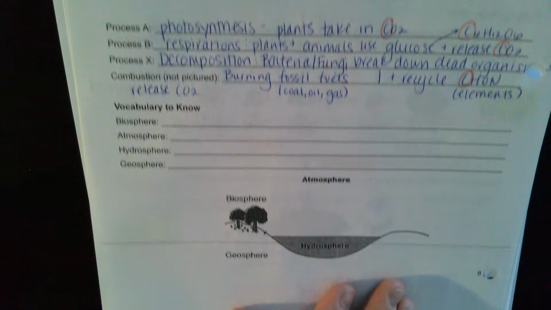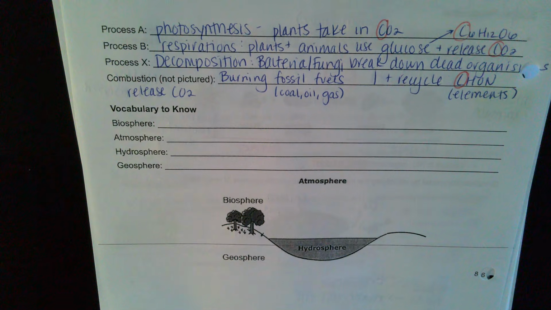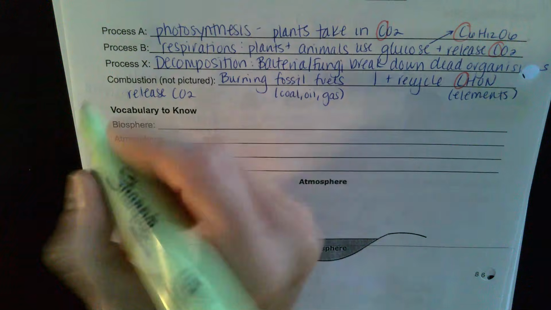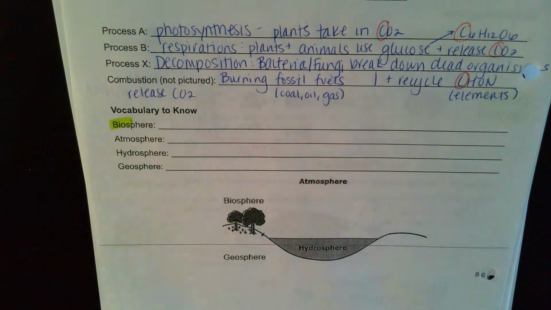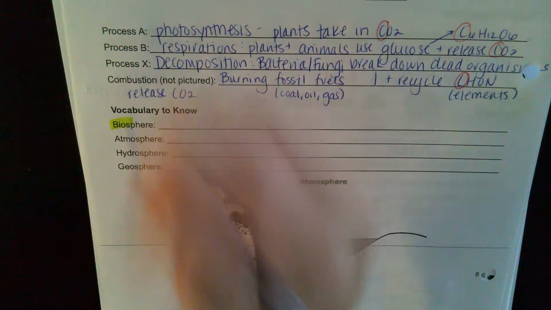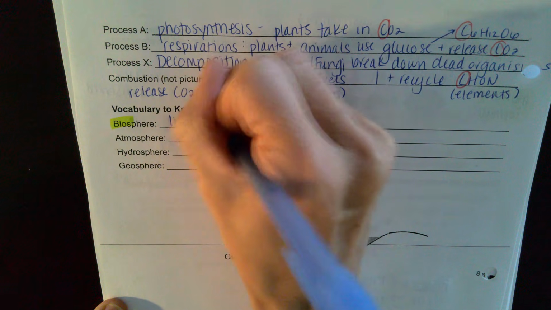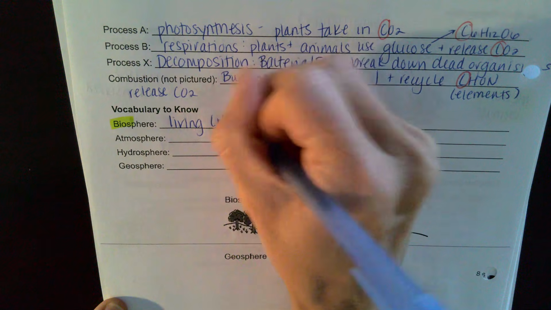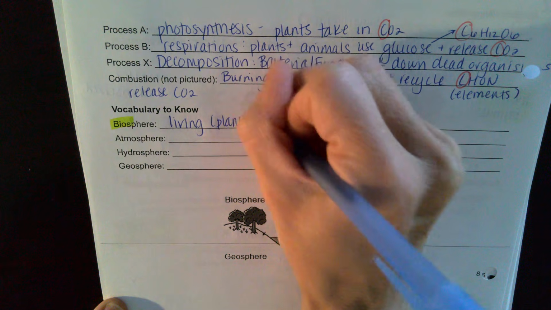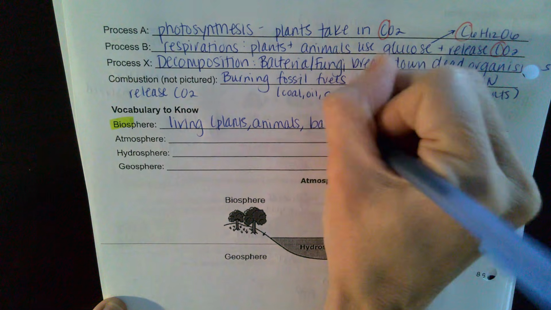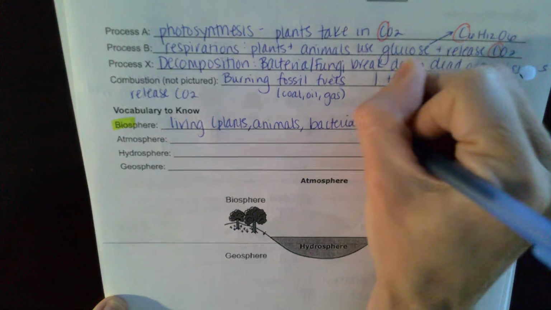The last piece of vocabulary that we need to know, they love the spheres. If you don't know the spheres, you got to memorize them. We got biosphere. Bio means life. So anything that's living. Plants, animals, bacteria, fungi.